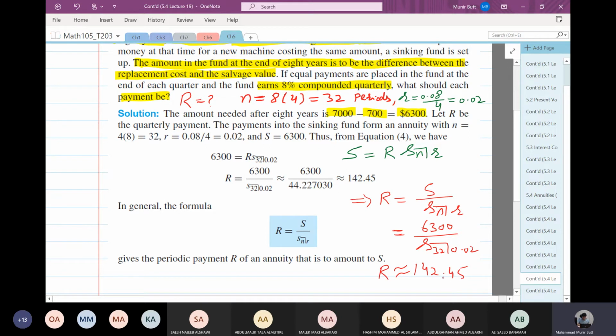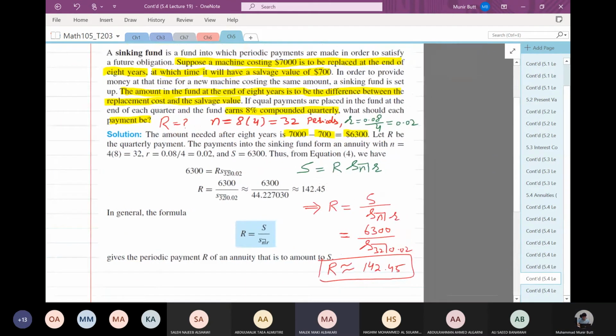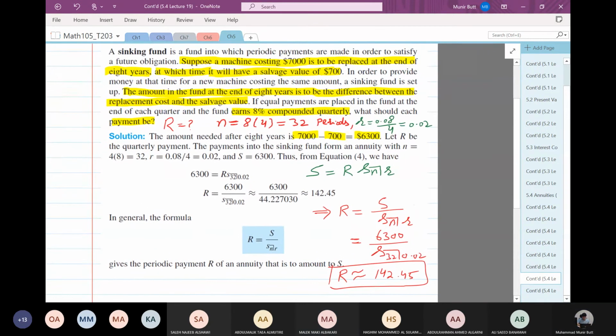So what is the conclusion? That $142.45 you have to pay for each period as an annuity. Got the point? Yes. Doctor, is it like I have to save 142 in each quarter? Yes, each quarter. Very good.